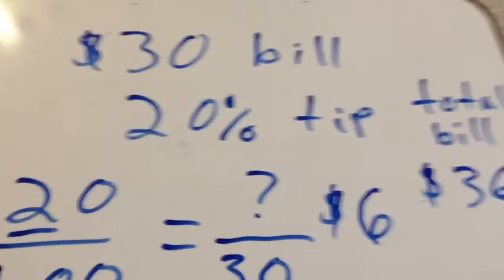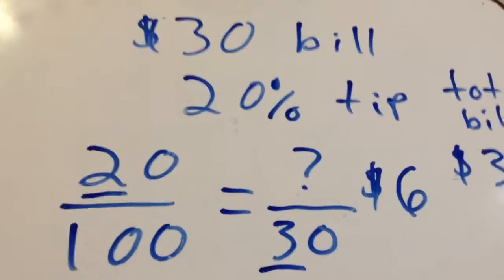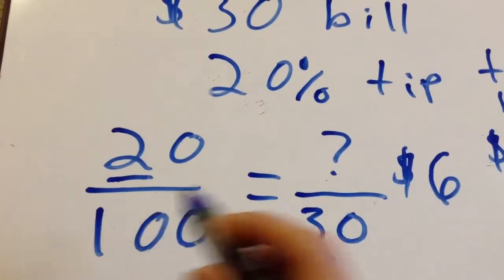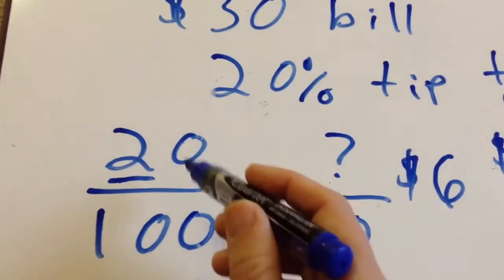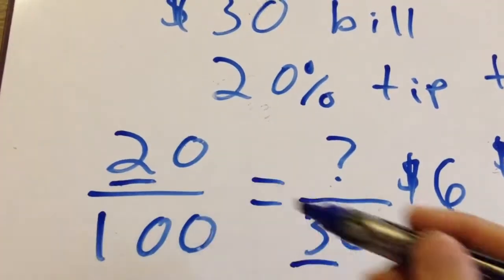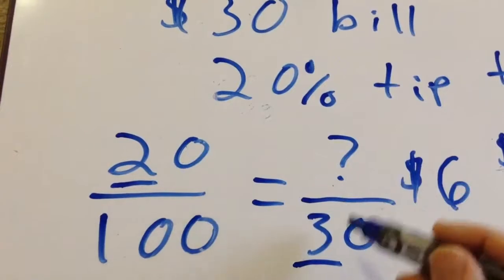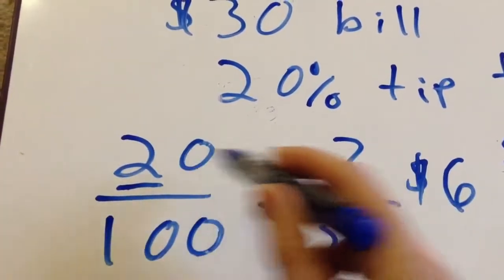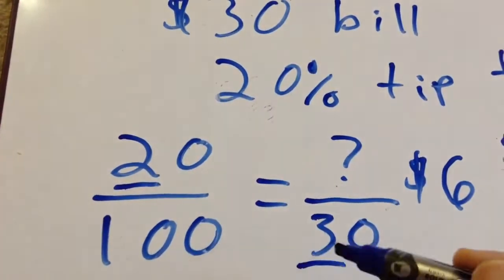So again, a proportion is two fractions that are equal to each other. We set them up with the percent over here, and the numbers, usually money, over here. The smaller numbers are on top. The bigger numbers are on the bottom.